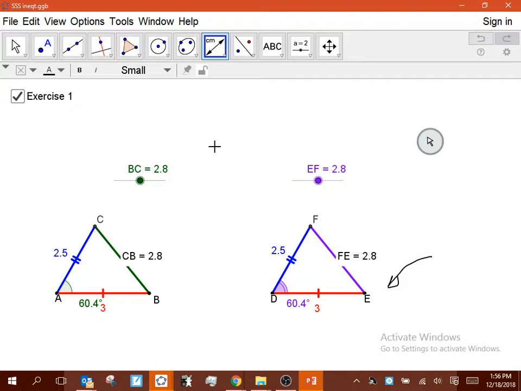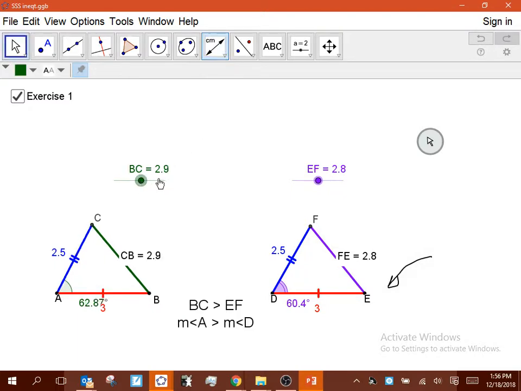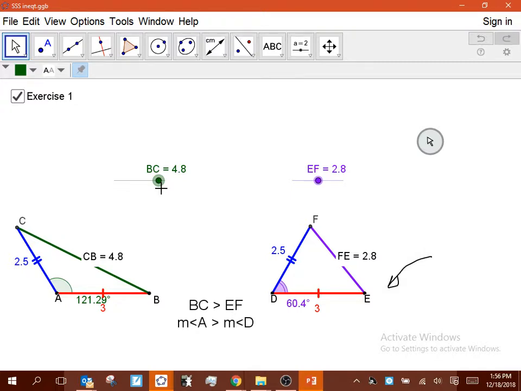Well, once I make BC get bigger, okay, now I no longer have SSS equality or congruence, right? Now I have SSS inequality, where the third sides, CB and FE, those third sides are different. One's 4.8, one's 2.8, right? 4.8 is bigger than 2.8, correct?